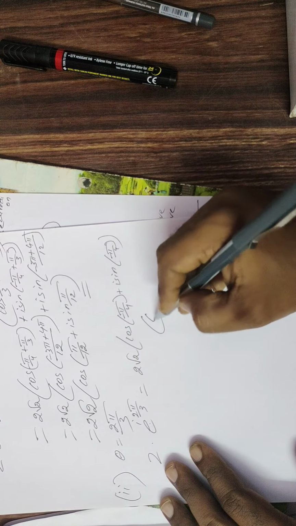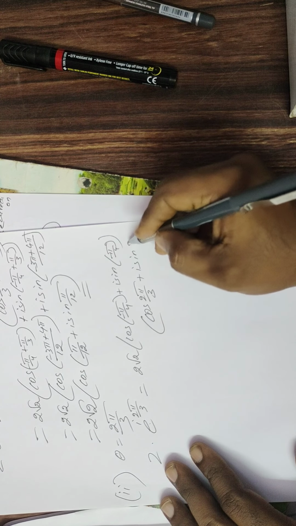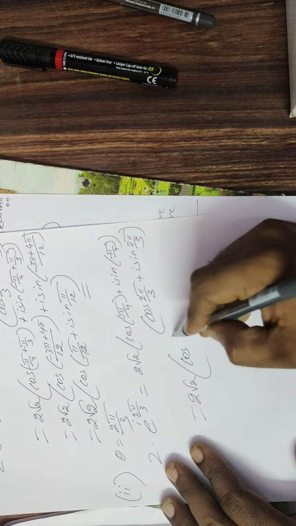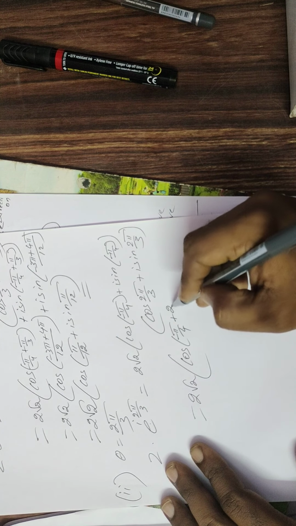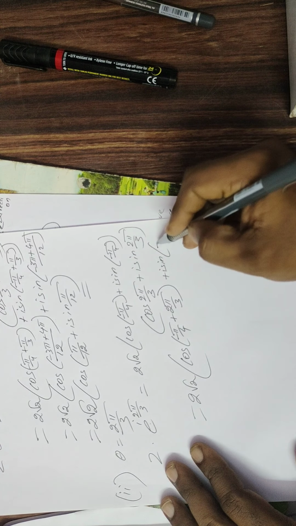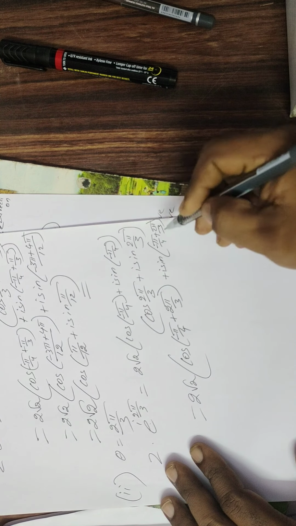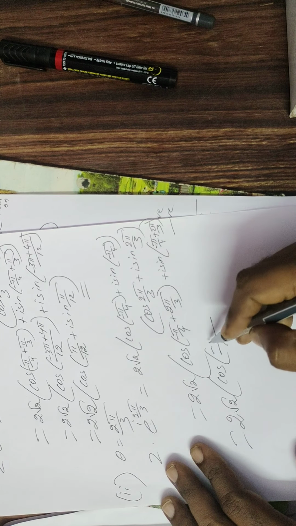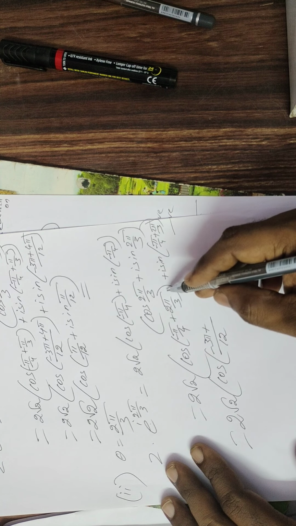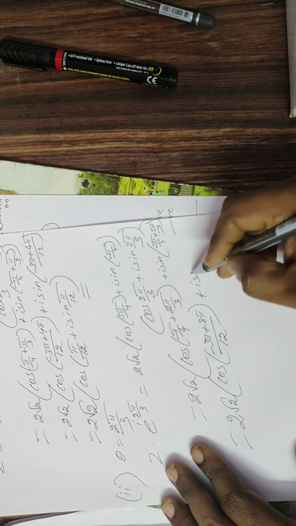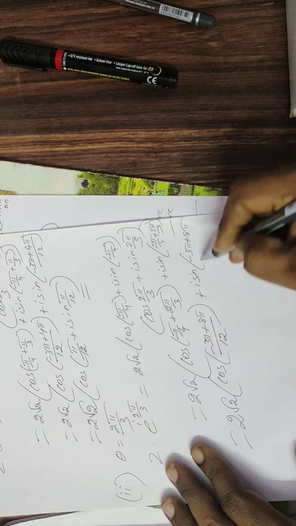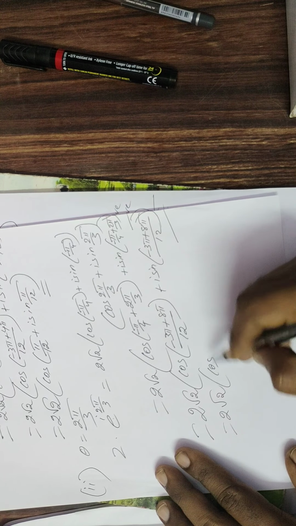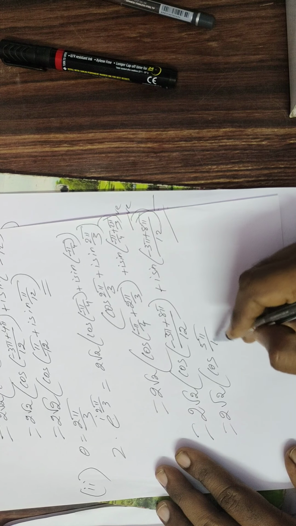So how will you write in polar form? Cos 2 pi by 3 plus i sin 2 pi by 3. That is equal to 2 root 2 into the product. Product means how will you write? Cos of minus pi by 4 plus 2 pi by 3 plus i into sin of minus pi by 4 plus 2 pi by 3, that is equal to 2 root 2 into cos of, LCM is 12, so minus 3 pi plus 8 pi divided by 12, plus i into sin of minus 3 pi plus 8 pi divided by 12, that is equal to 2 root 2 into cos of 8 pi minus 3 pi, 5 pi, so 5 pi by 12, am I right?